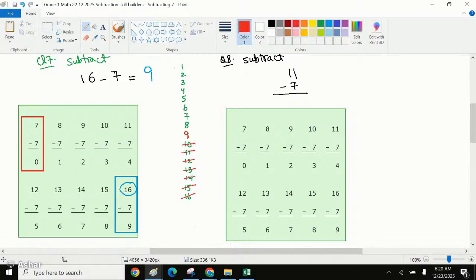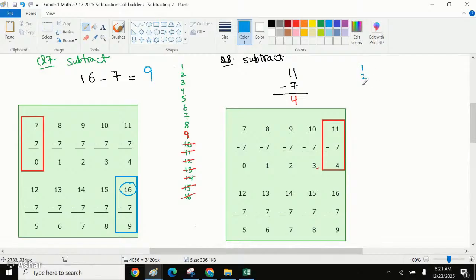We can say 11, we can see over here, because 7 minus 7 is 0, 8 minus 7 was 1, and similarly we can find this over here. 11 minus 7 is 4. So we can say we will be left with 4. And how can we confirm? We can confirm by writing the numbers here.